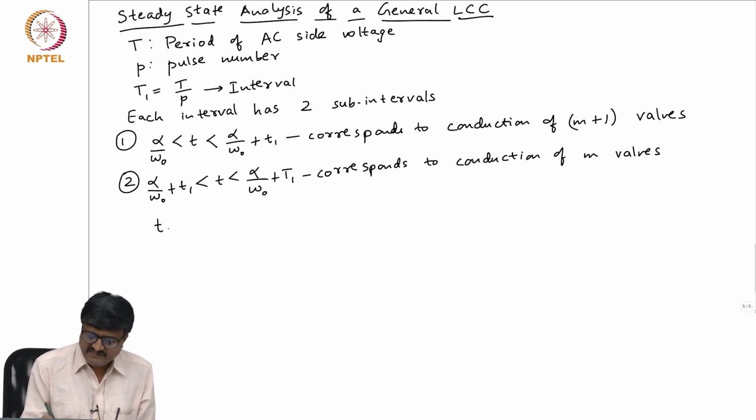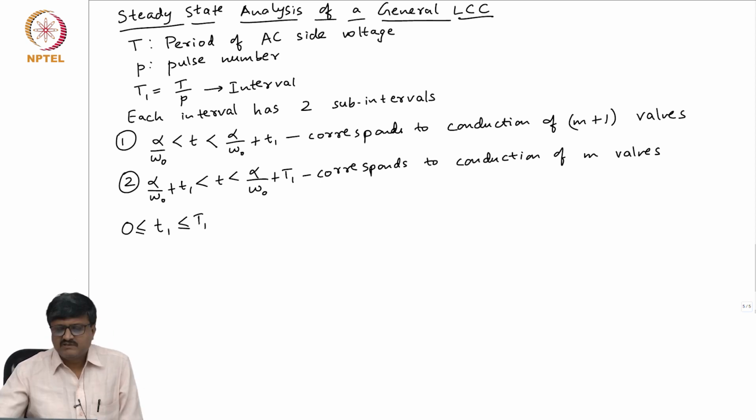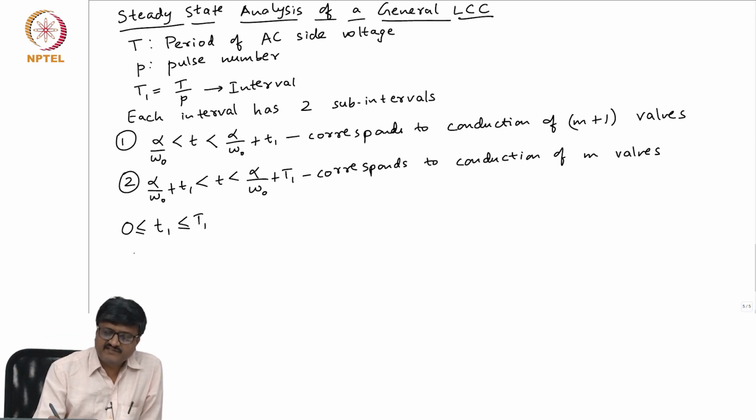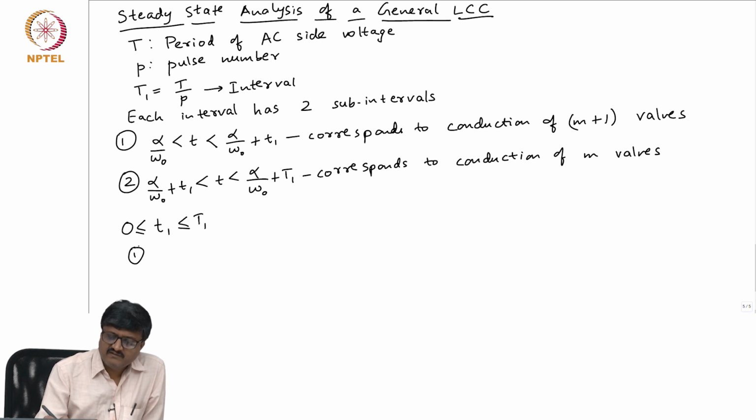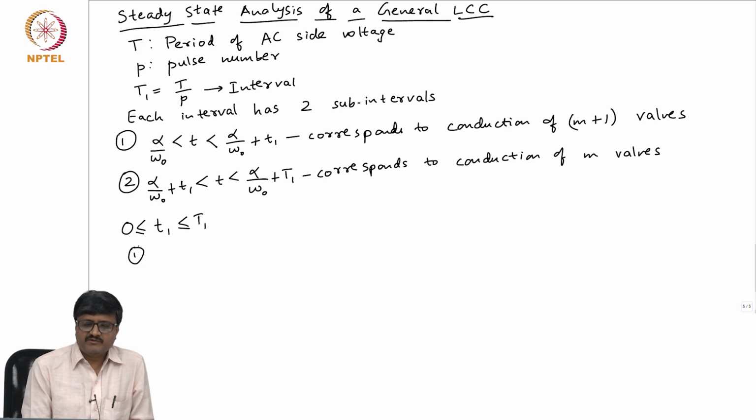Of course, this t1 is obviously less than or equal to uppercase T1 and greater than or equal to 0. Now, if I take the first subinterval, please note that in general it can be shown that the circuit is linear.